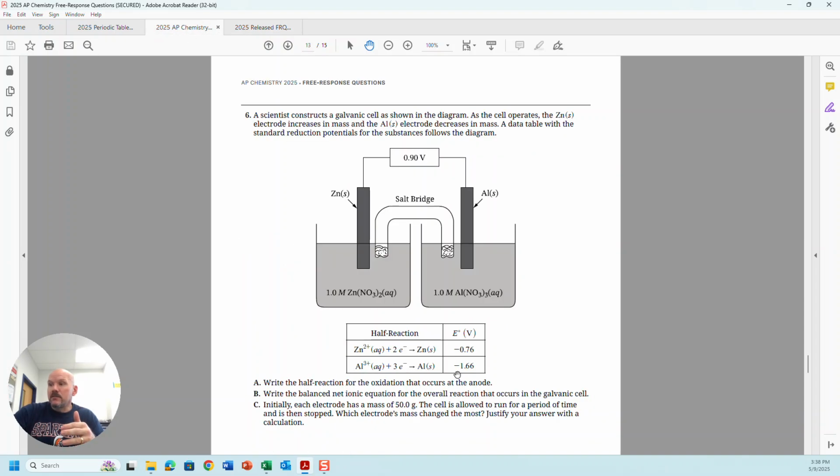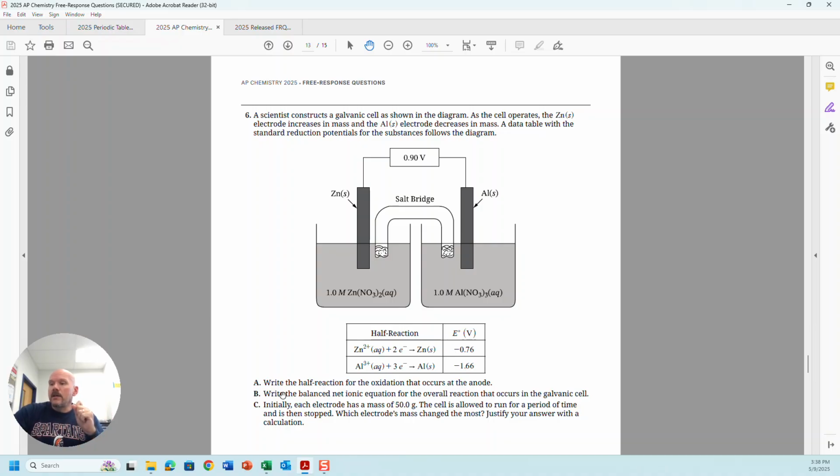Another thing to remember is when you reverse a reaction, you flip the sign of cell potential, but if you double or triple or whatever a reaction, you don't change the cell potential. You would change it if it was delta H you were working with, but not cell potential.